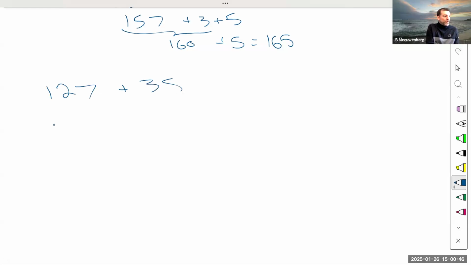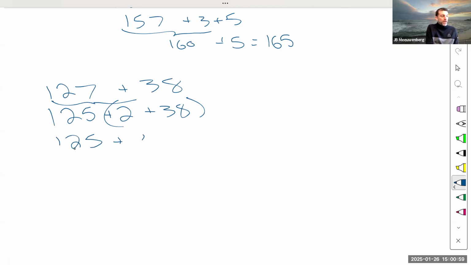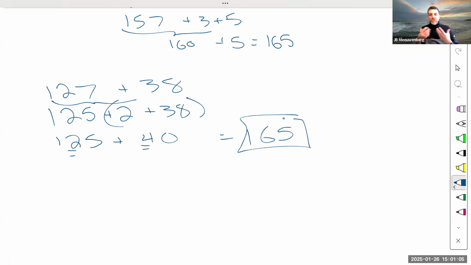127 plus 38, you could take 127 and make it 125 plus 2. Why would we do that? Because 2 pairs nicely with the 38. And we have 125 plus 40. Again, add the tens numbers, and you get 165. So you can see there are multiple ways to do this. There's no just one right way.